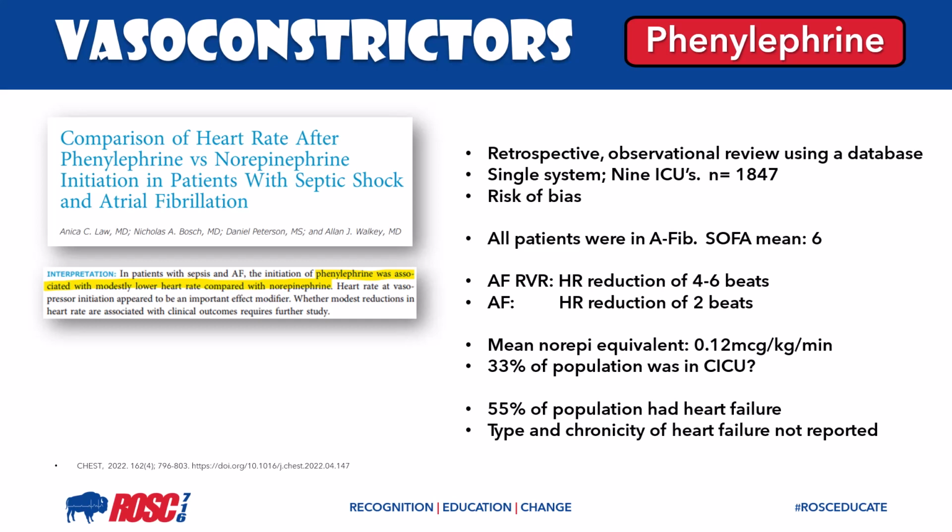And then oddly, 33% of the population was in their cardiac ICU. This really didn't make sense to me since these were septic shock patients. And one of the items most important to me is that 55% of the population had heart failure. However, the paper didn't define what type of heart failure or the chronicity of heart failure.